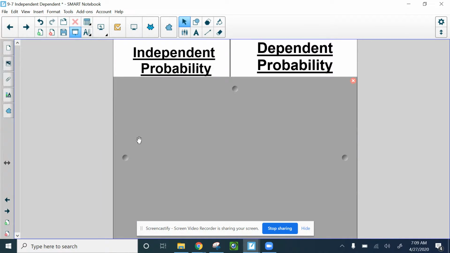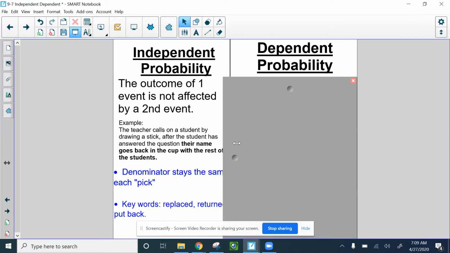Independent probability is when the outcome of the first event is not affected by the second event. So that first question you answered, the probability of blue was not changed because I put something back in. For example, the teacher calls on a student by drawing a stick. After the student has answered the question, their name goes back in the cup with the rest of the students. So everyone's probability stays the same because the name goes back in. The denominator would stay the same with each pick. Some keywords to recognize independent probability are returned, replaced, put back.